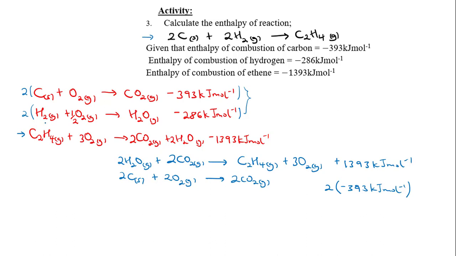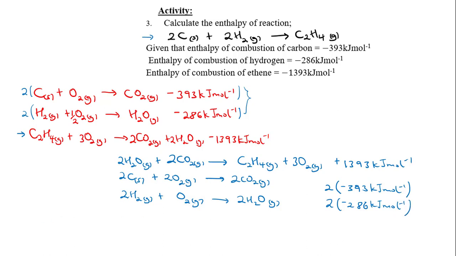The same applies to this second one. We shall have 2 molecules of hydrogen gas reacting with a half times 2, which is 1 molecule of oxygen to form 2 molecules of water. Still, we shall multiply this by 2 as well. So here we shall have twice the energy lost, 286 kilojoules per mole.